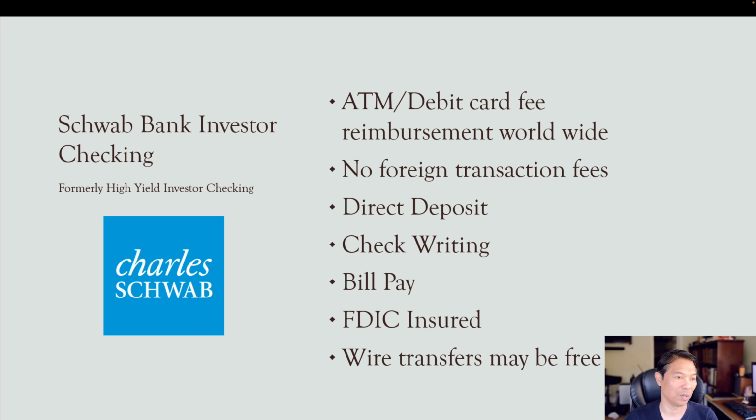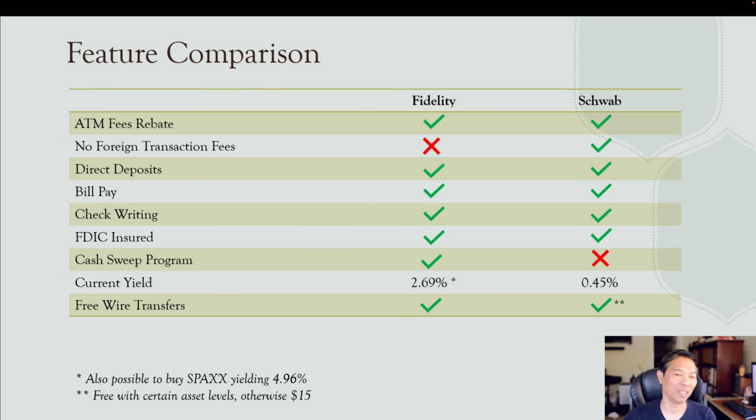Now this account used to be called the high yield investor checking account, but I think it was paying something like 0.1% and people were giving Schwab a lot of grief for that, so they just renamed it to Schwab Investor Checking Account. Looking at the account features side by side, you can see that they're very similar.